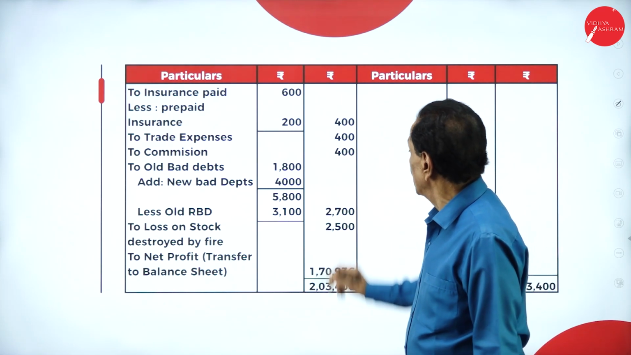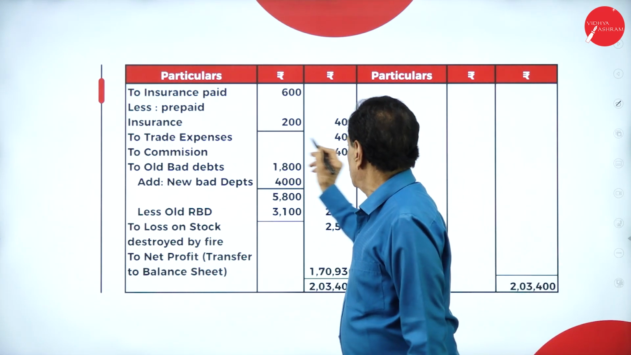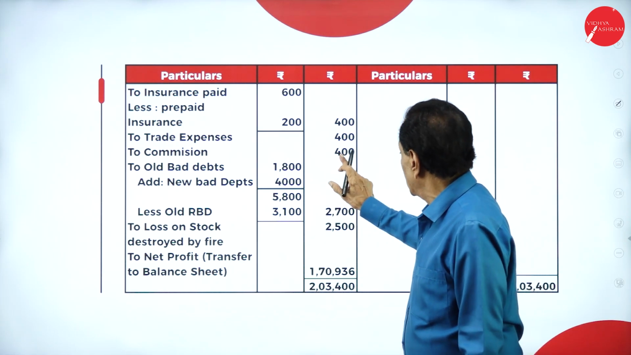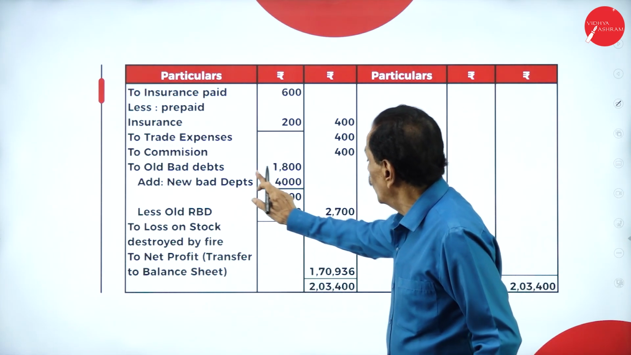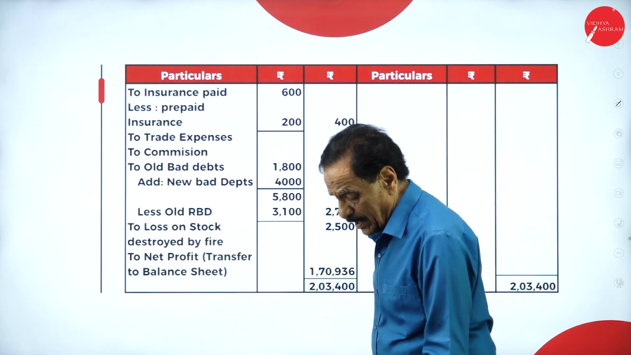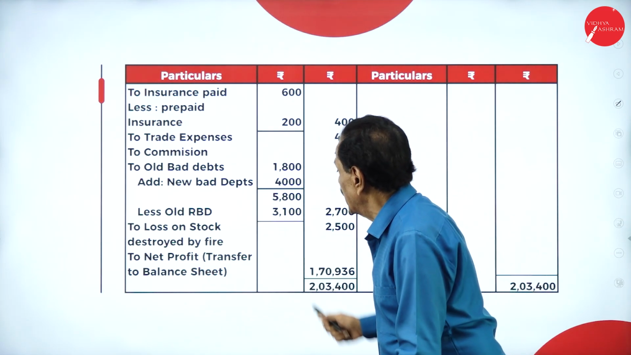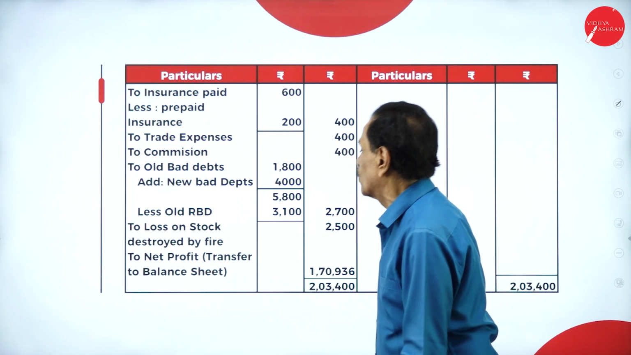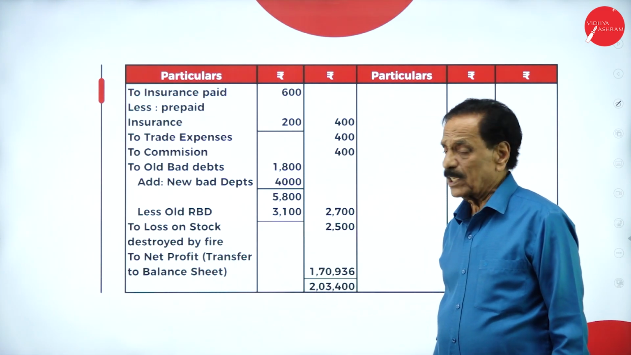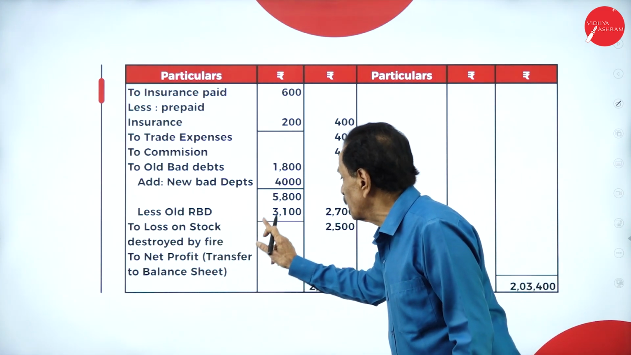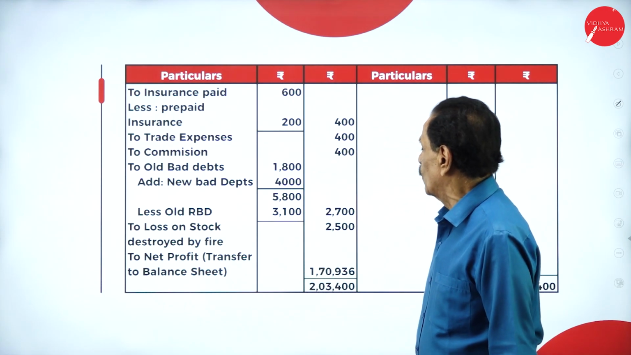That should be deducted: 400. Trade expenses is 400. Commission paid 400. Old bad debt is 1,800 as per the trial balance. Add new bad debt as per the adjustment is 4,000. It becomes 5,800. Less old RBD as per the trial balance is 3,100.